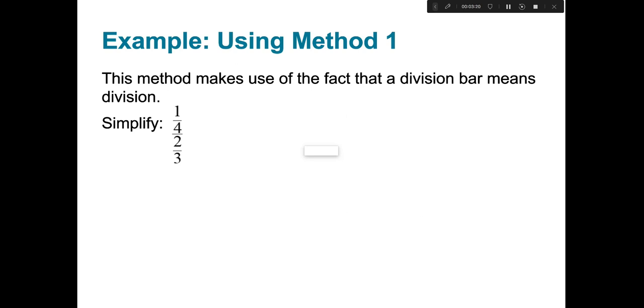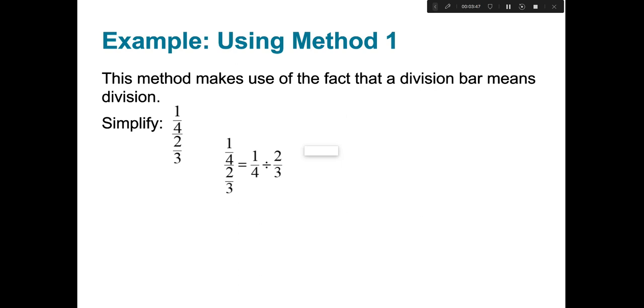This first example, 1/4 divided by 2/3. Okay, that's all that complex fraction means. When we divide fractions, what do we have to do? Flip the second fraction and multiply. So when you see this, you have to figure out which one we're flipping. Which one do we flip? Which one do we consider our second fraction here? The 2/3.